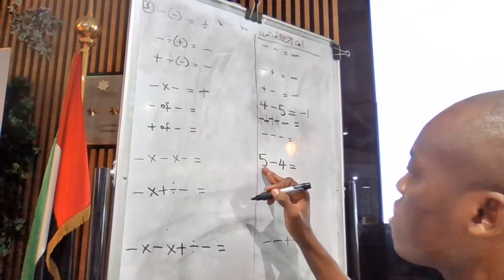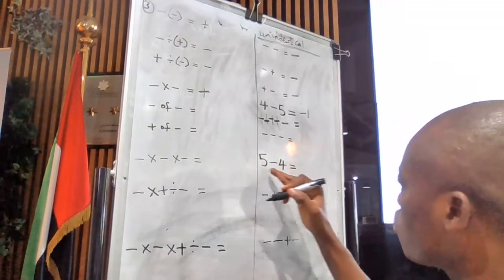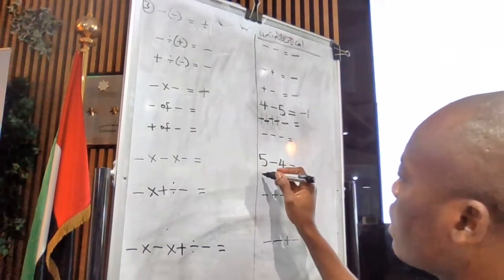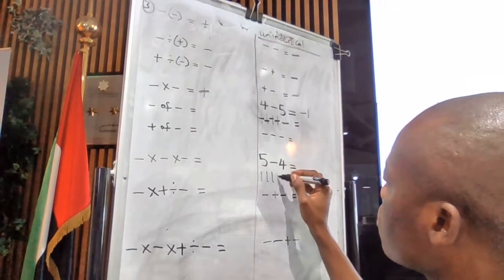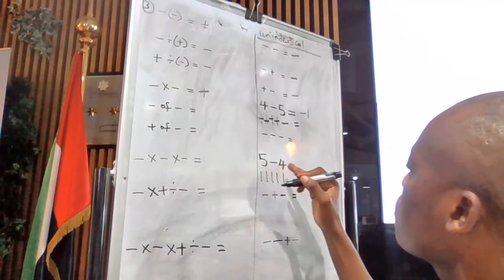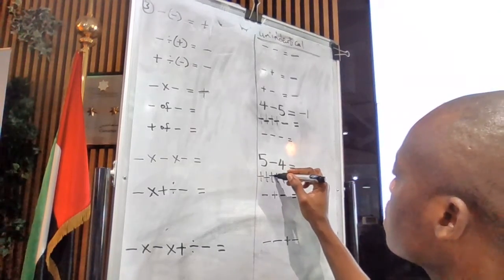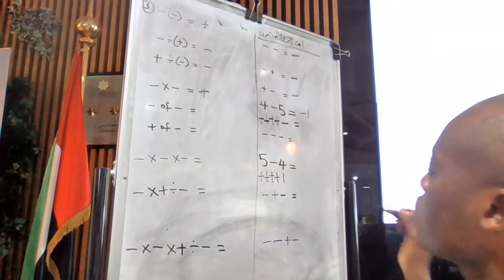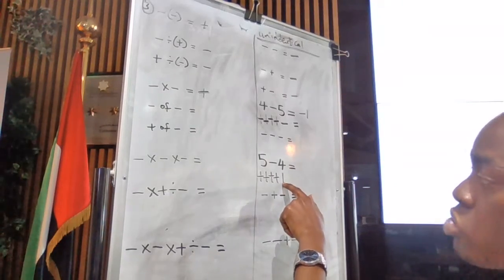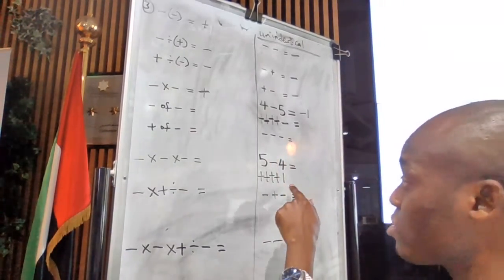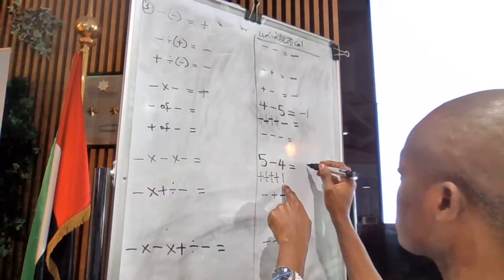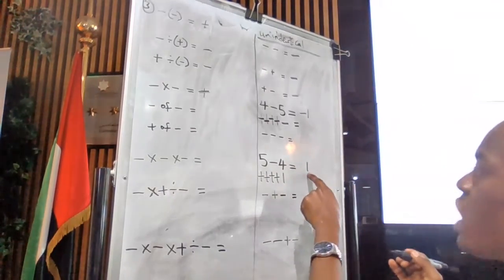That is count 5. There is no times, no division here. Are we together? That is 1, 2, 3, 4, 5. Take away 4 from what you have counted. Take away 1, take away 2, take away 3, take away 4. What can you see here? What you can see is 1. 1, not minus. So what you can see is 1.